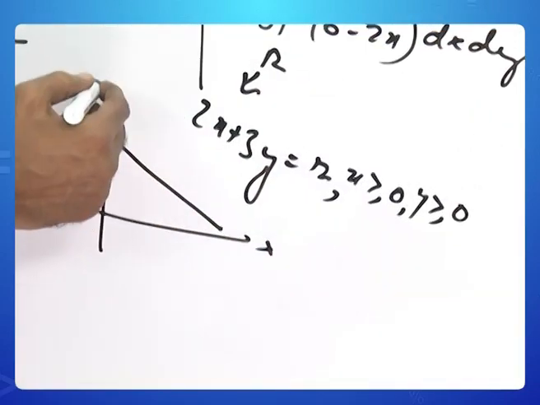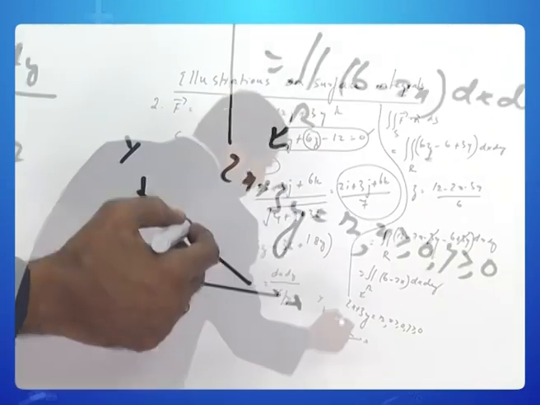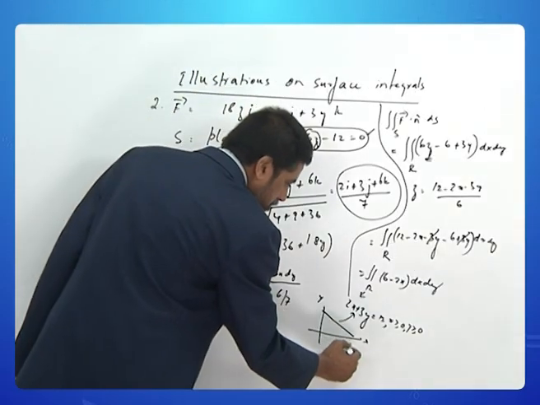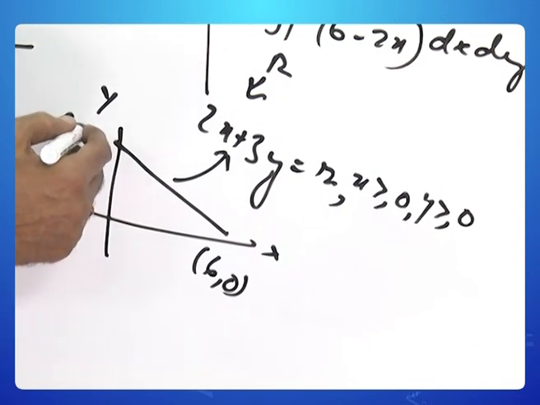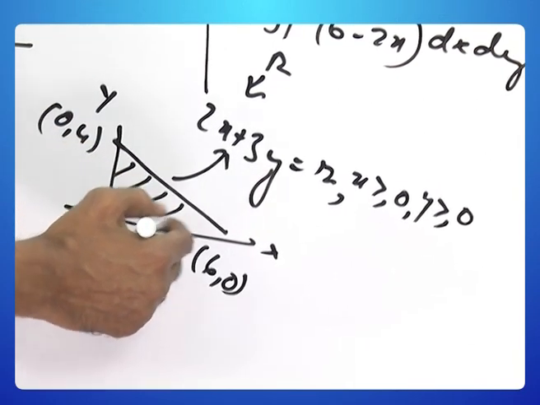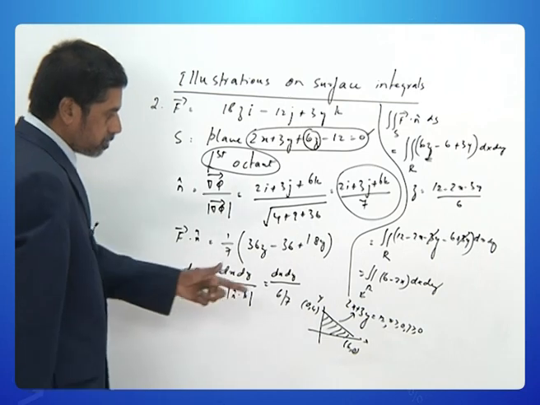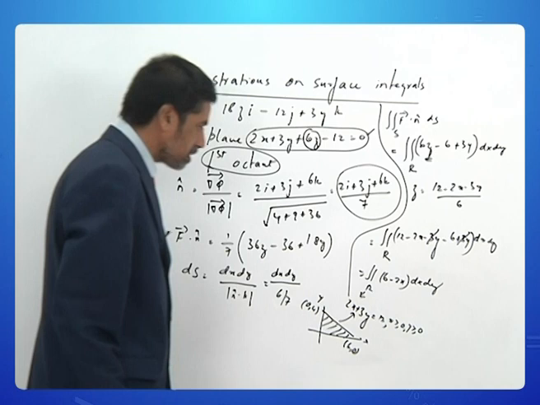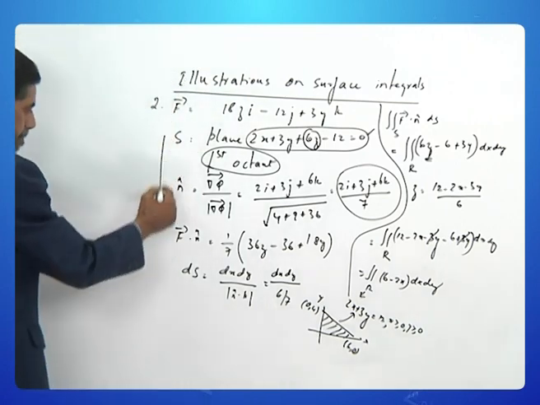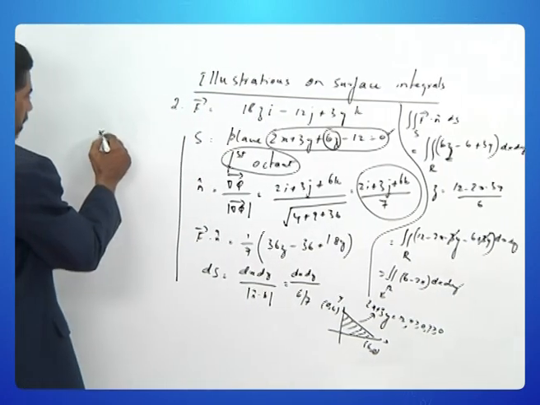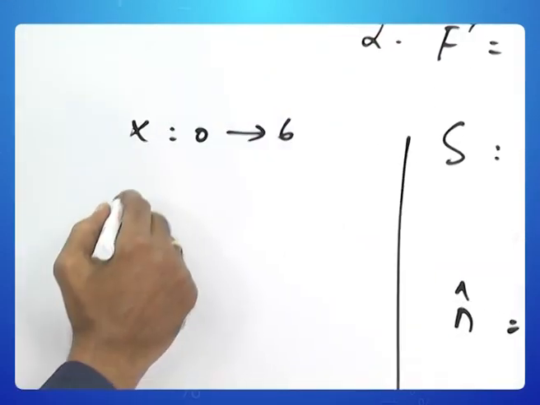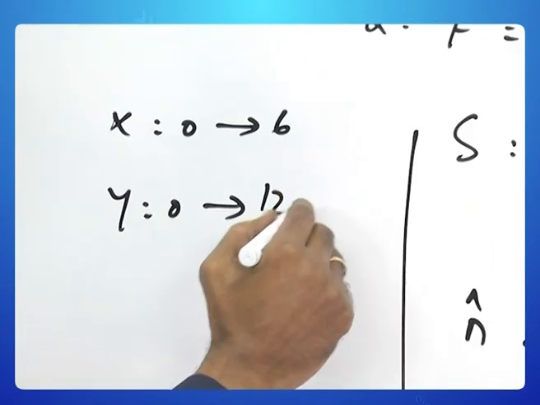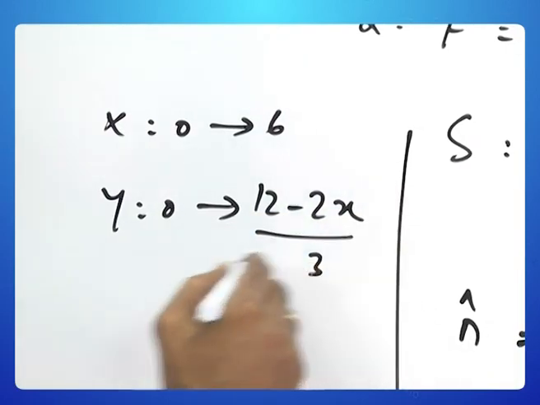This is the x-axis, y-axis, and this line is this. So what are the intercepts? 6, 0 and 0, 4. So this becomes the region of integration. So all that you have to do is evaluate this double integral with respect to this region. So let us see how to write the limits. How are the limits now? X varies from 0 to 6. Y varies from 0 to (12 minus 2x) by 3.